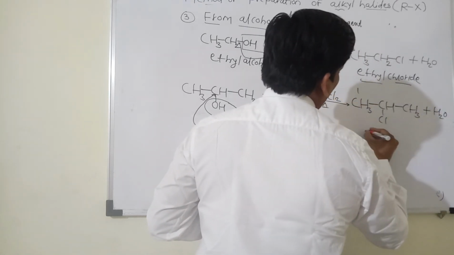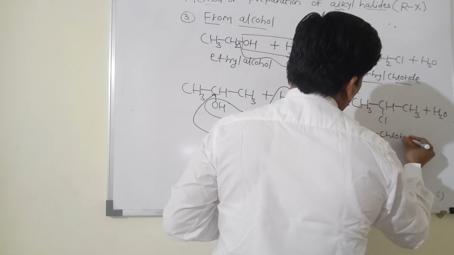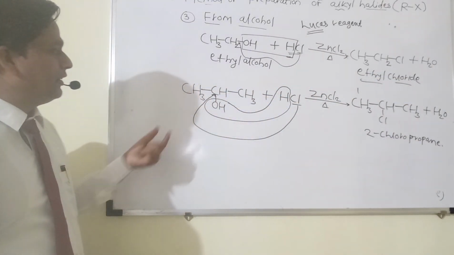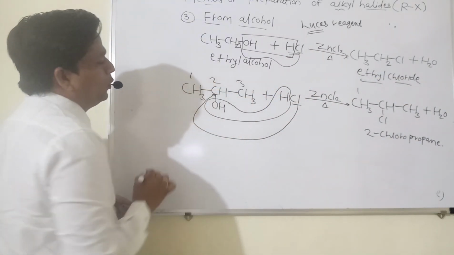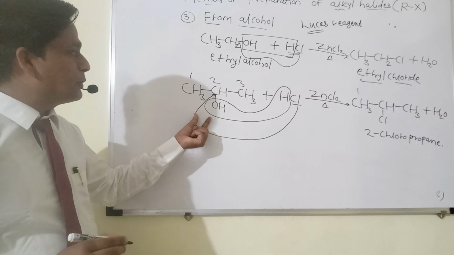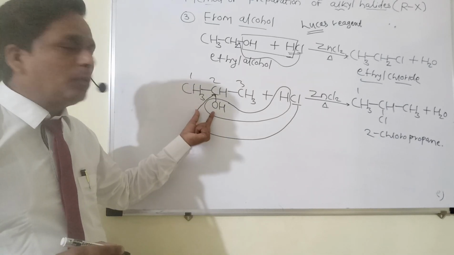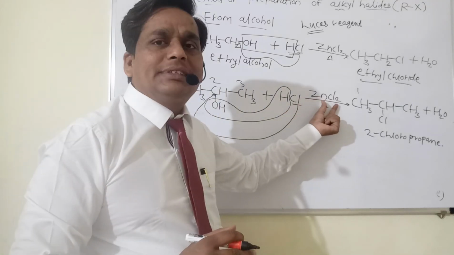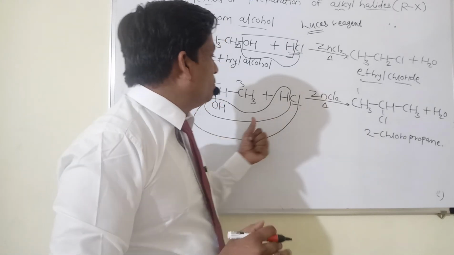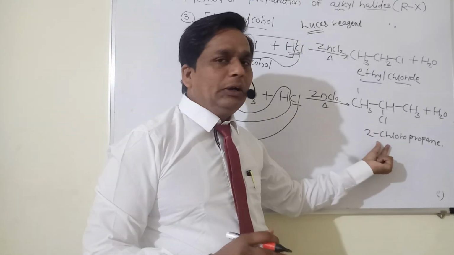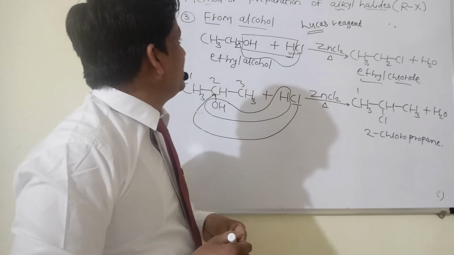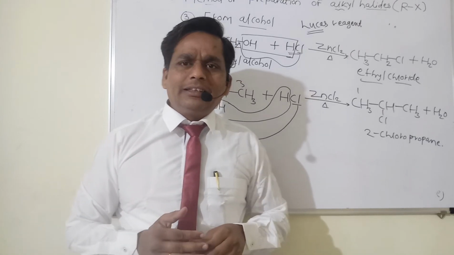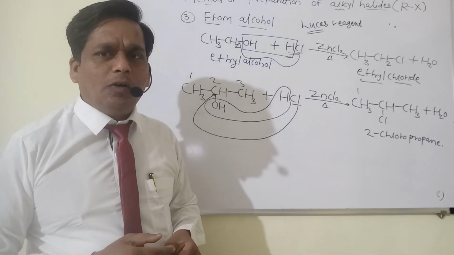Here we get 2-chloropropane. I hope you are clear about this reaction. Propan-2-ol, which is isopropyl alcohol, reacts with hydrochloric acid in the presence of zinc chloride. There will be the removal of a water molecule and we get 2-chloropropane. So this is the method of preparation of alkyl halides. In the next lecture we will see the different chemical reactions of halogen derivatives of alkanes.